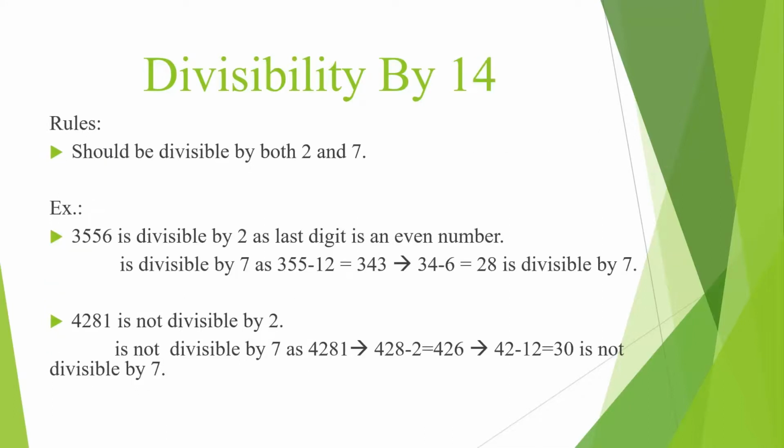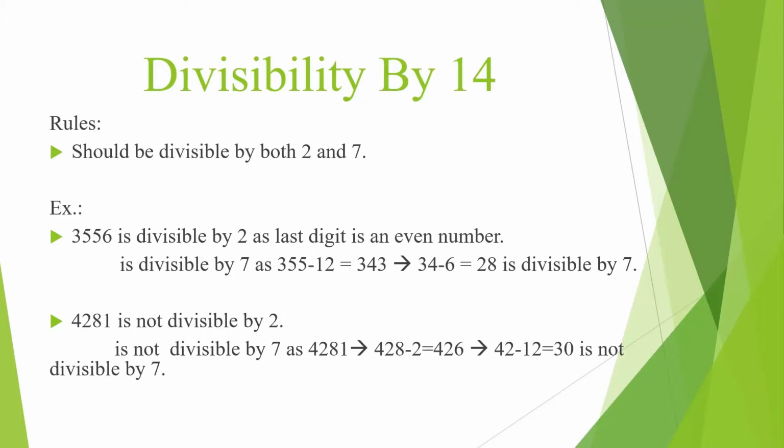Let us go for the check for number 14. Here 14 has two factors, 2 and 7. So the number should be divisible by both 2 and 7. Then only it will confirm the divisibility for 14. So for the divisibility check for 2, what we will consider is the last digit should be an even number, that is nothing but 0, 2, 4, 6 and 8.